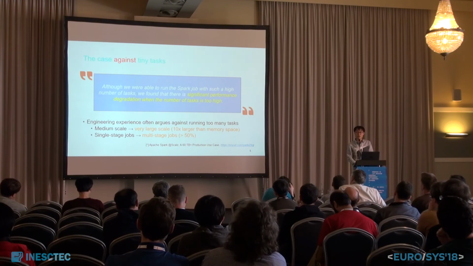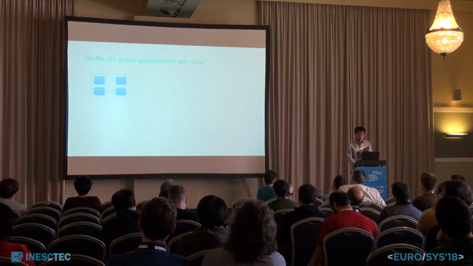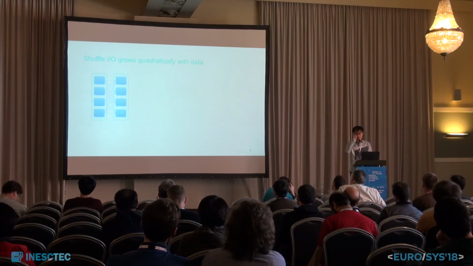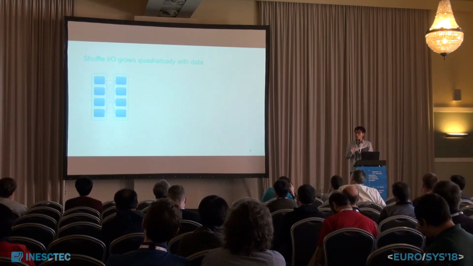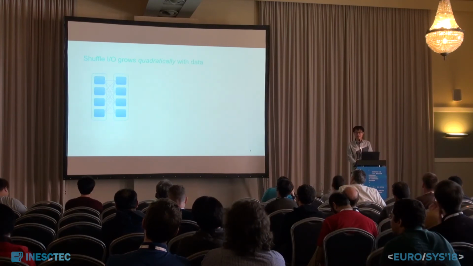So let me explain the reason behind this. From this graph, we can see that when the size of the data grows, the number of tasks in both the map and reduce stages grows proportionally. And that makes your shuffle operation, which is an all-to-all communication pattern between the map and reduce, actually grow quadratically.